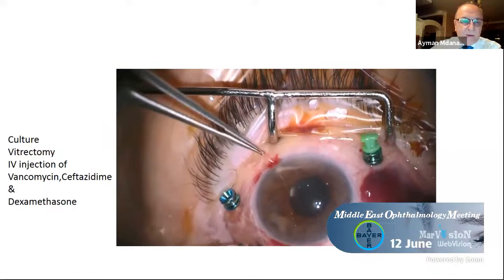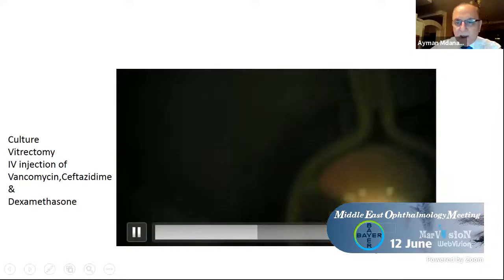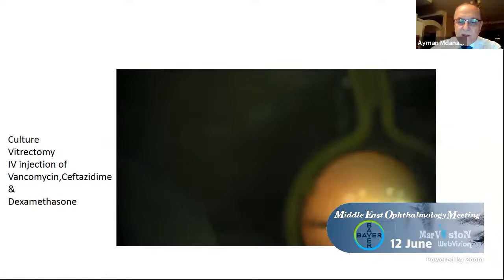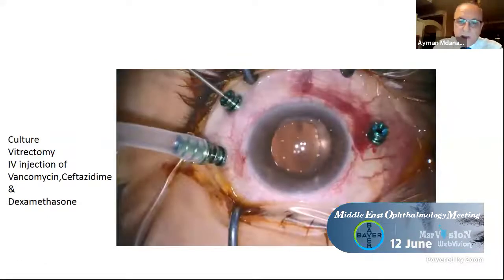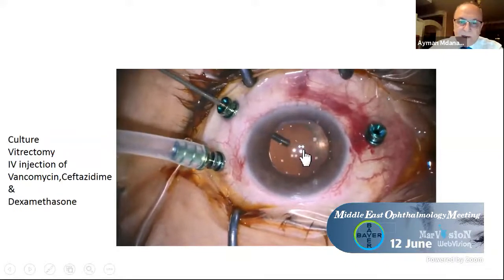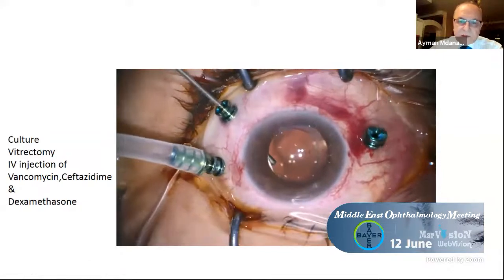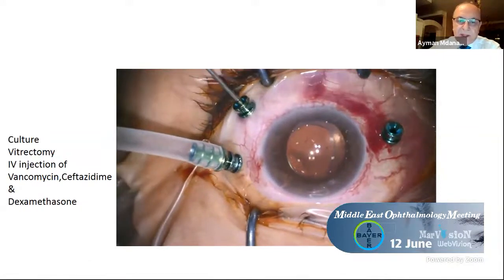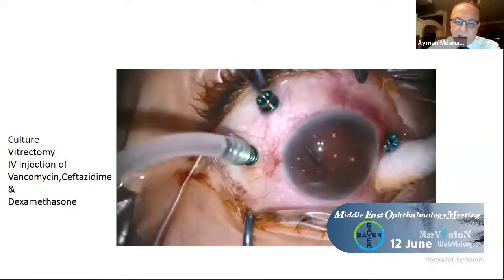You can see when we went back to the vitreous cavity, there was a lot of vitreous haze and pus in the vitreous. I couldn't see the retina at all, and you can see it now. The patient was pseudophakic, so that made life easier for me. So I did a proper vitrectomy.